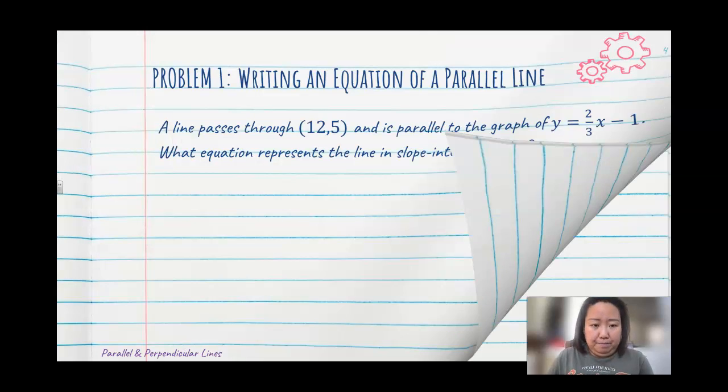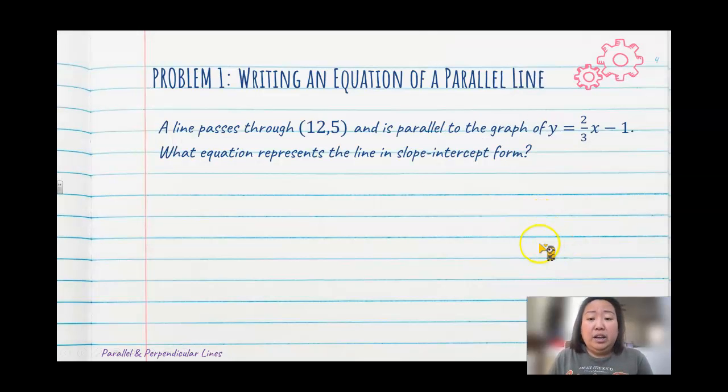Oh, sorry, my bad. How can we write an equation of a parallel line? So remember, when we talk about parallel lines, they have to have the same slope, okay? So let's say we have a line that passes through (12, 5). So this is a point, and it is parallel to the graph of y equals 2/3 x minus 1. So what is the equation of a second line that contains (12, 5), and that equation needs to be in slope-intercept form? So that's our restriction, okay?